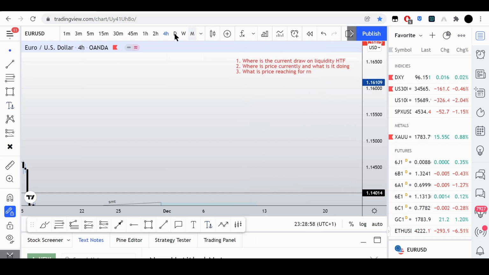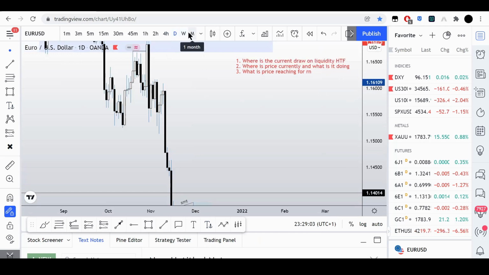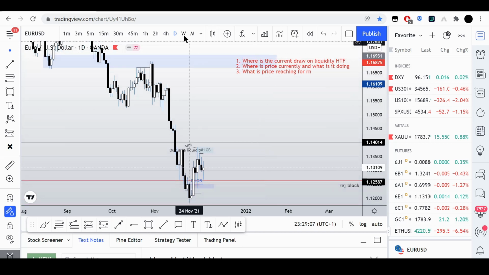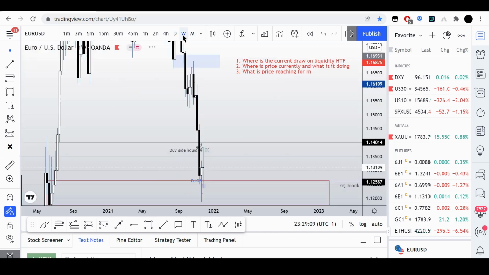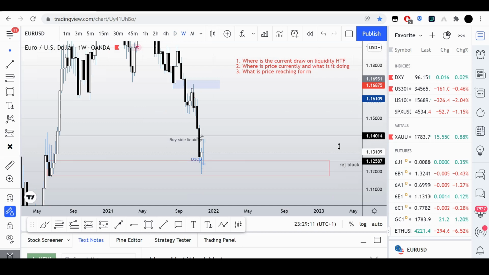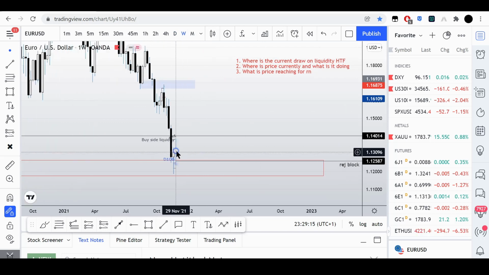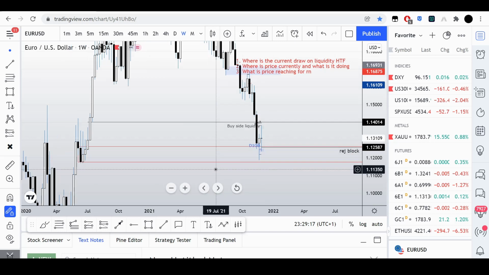Higher time frame. So we can start off with whatever you're comfortable with. You could start off on the monthly, weekly, daily. I'm gonna just go on the weekly right now. So let's just start with the weekly. What is price currently drawn to? We're gonna start off with this weekly candle right here because this is the current week.